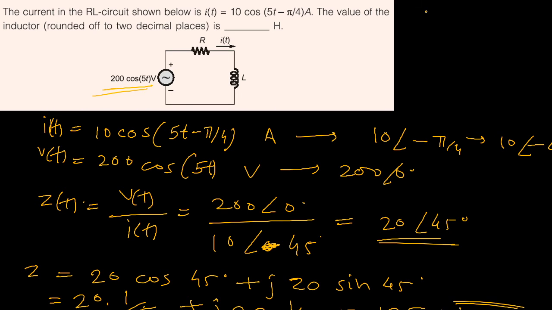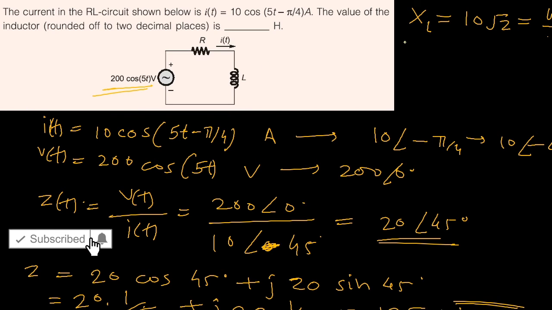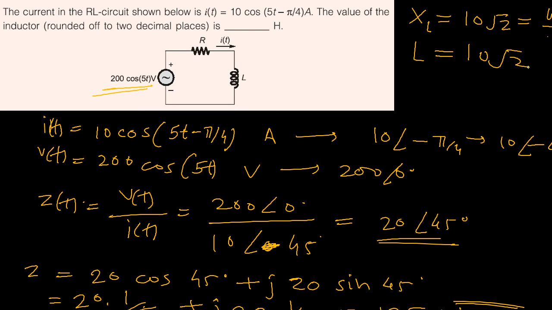So the imaginary part is the inductor here. So we have XL equal to 10 under root 2. XL is nothing but omega L. Omega here is 5. You can see here it is given 5t, which is nothing but omega t. Omega is 5. So we can calculate L by 10 under root 2 divided by omega, which is 5, that is 2 into under root 2.